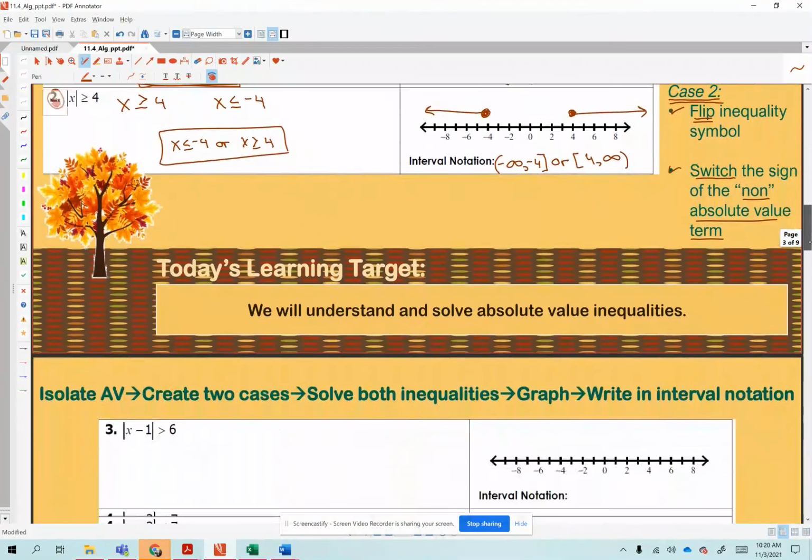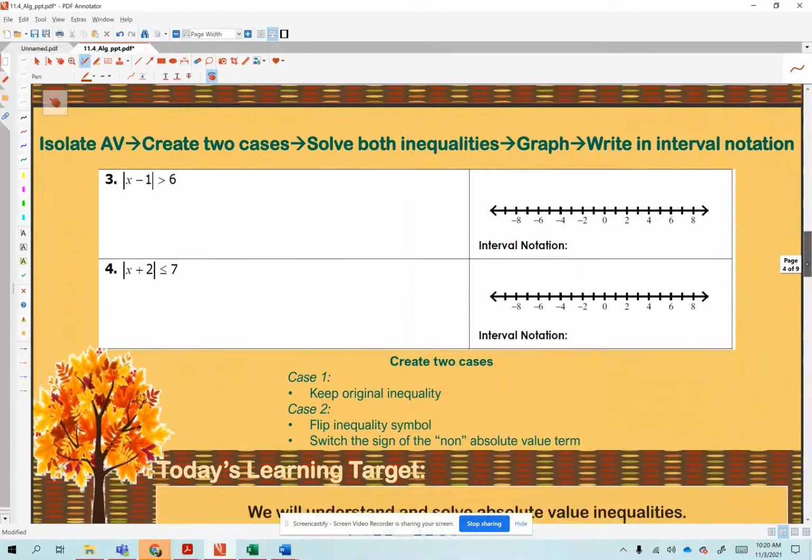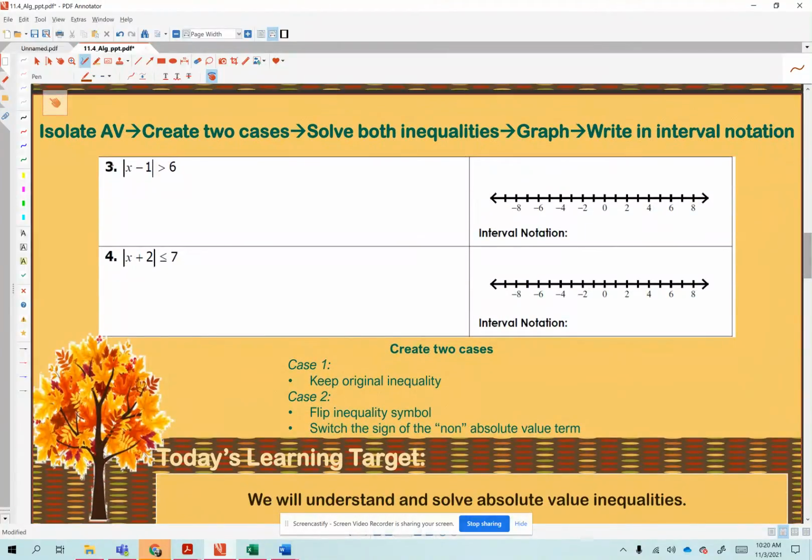Okay, let's move on to number 3. I'd like you to try it on your own using the 4 steps, 1, 2, 3, and 4. Your clue is right here. Case 1, keep the original inequality. Case 2, flip the inequality symbol, switch the sign of the non-absolute value term.